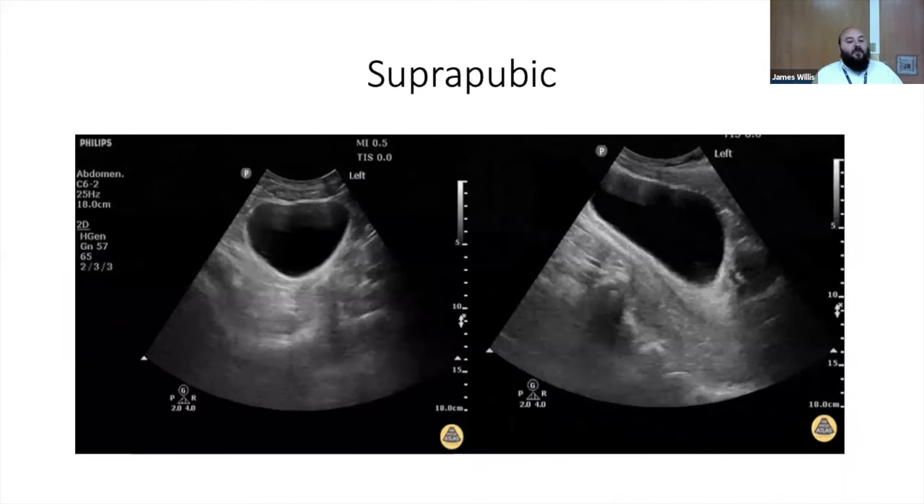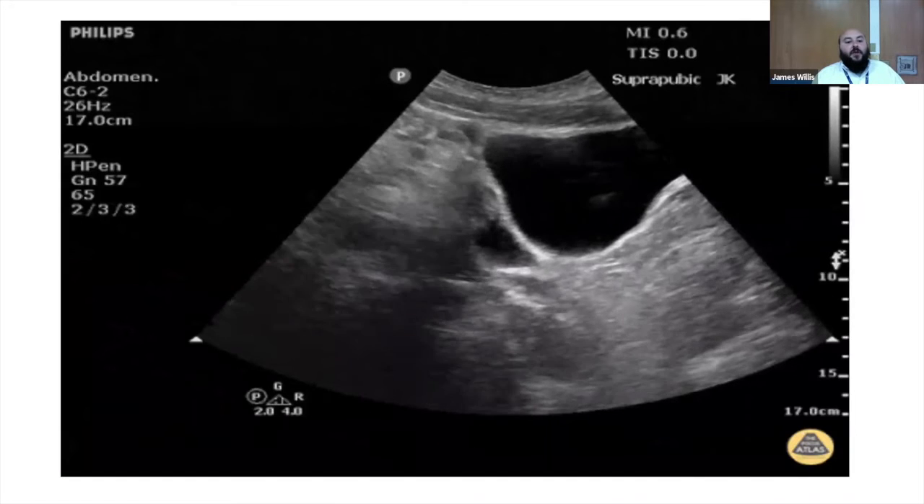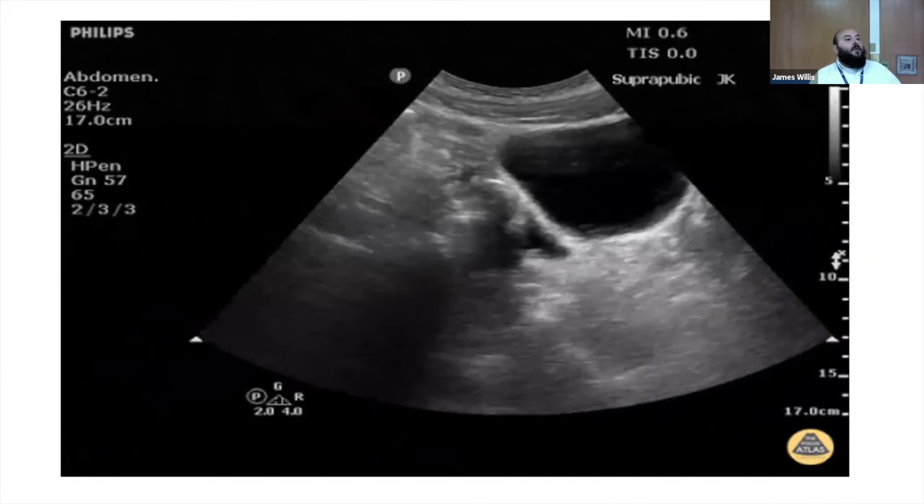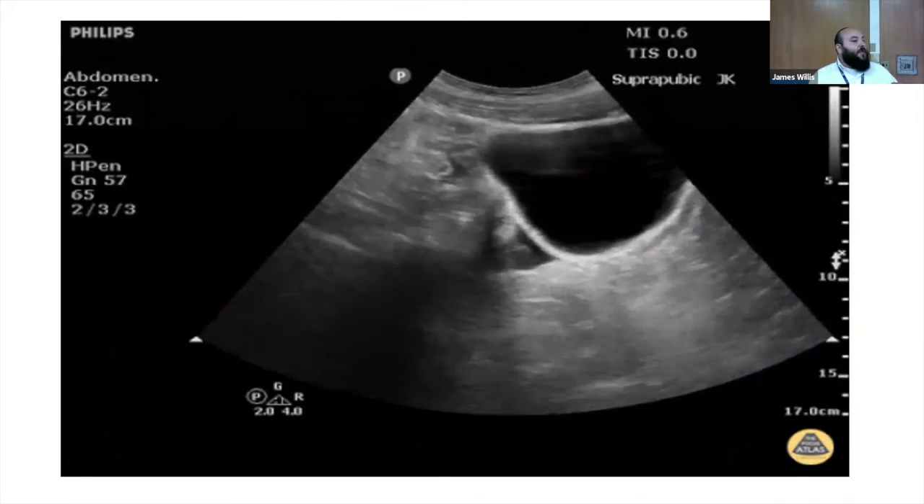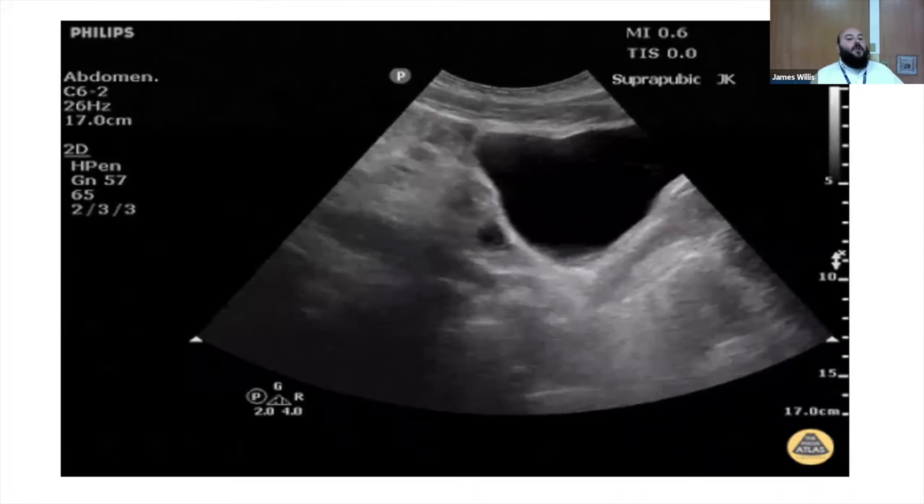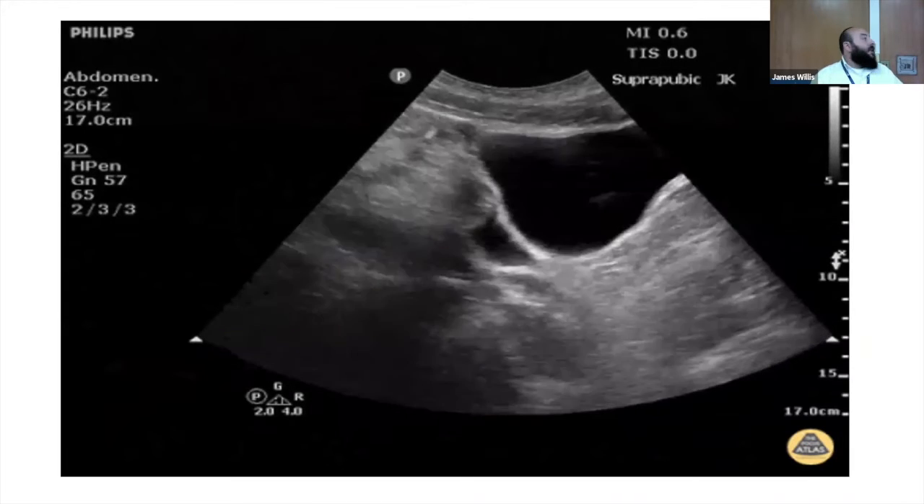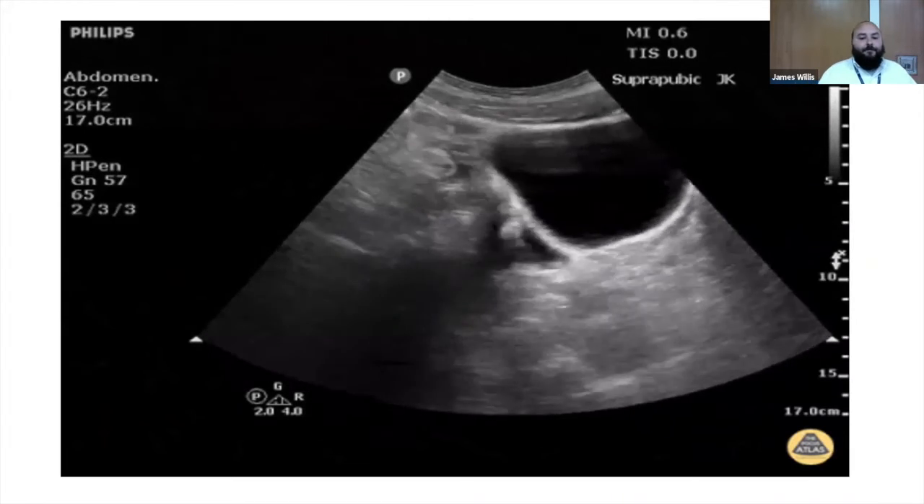Over here is the suprapubic view. You're evaluating for free fluid in the pelvis. Just make sure that when you're doing these views, you see it in 2 orientations and fan through the entire structure so you don't miss a small pocket of free fluid, as you can see in this image over here.